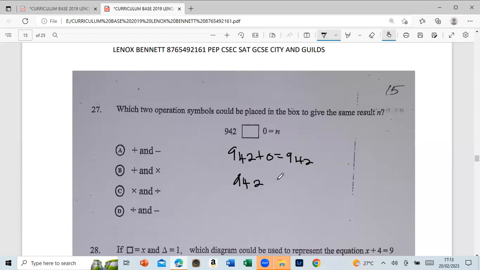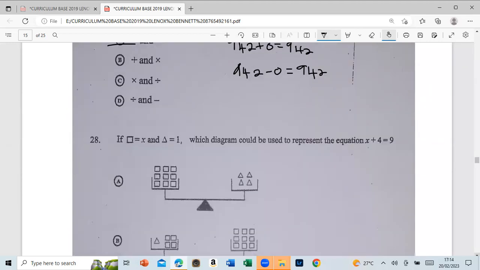Guys, with these, ensure that you just try them. Don't try to just answer freely. You can try both symbols and see. So you put, say, times, this times 0 gives 0. And you cannot divide by 0, it is undefined. Alright, let's move on to 28.